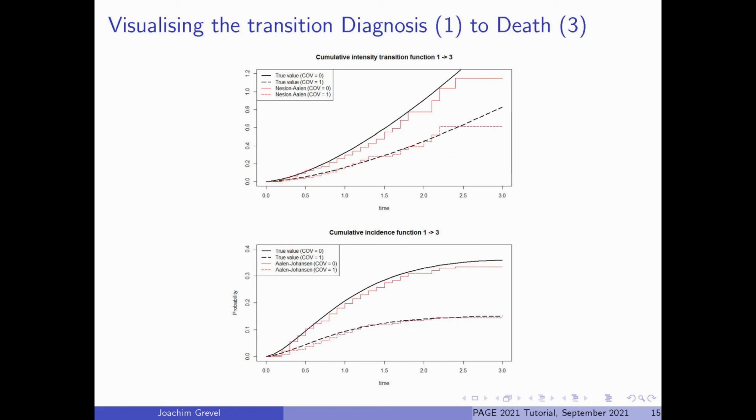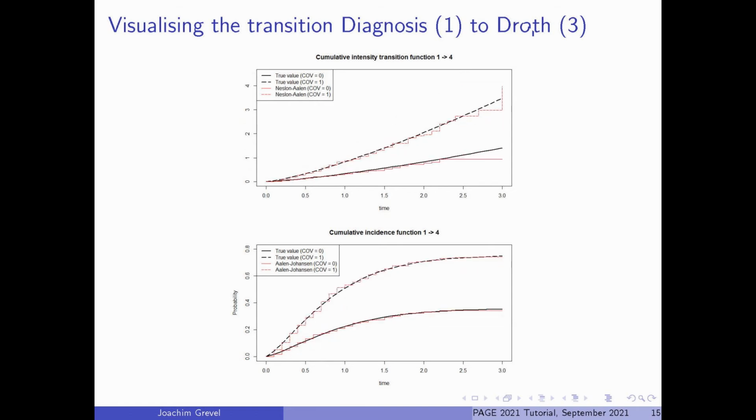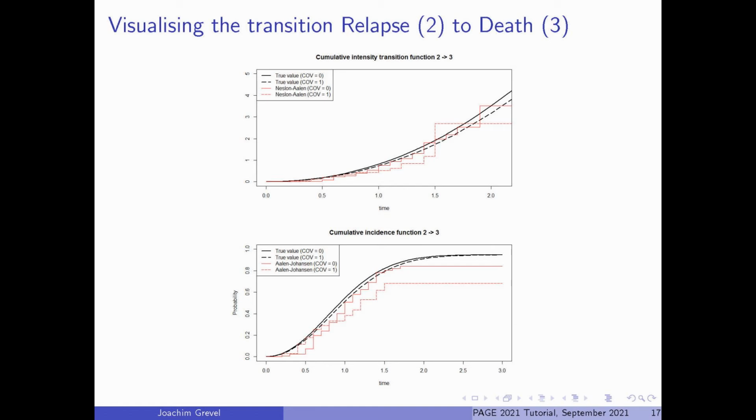The same applies to the transitions from diagnosis to death. Again, with active treatment, the rate of increase of the transitions with time is decreased. A very different story is seen for the transitions from diagnosis to dropout. There it happens that the transitions are accelerated for active treatment and slowed down for placebo. There is barely any difference in the transition from relapse to death whether patients are on active treatment or placebo.